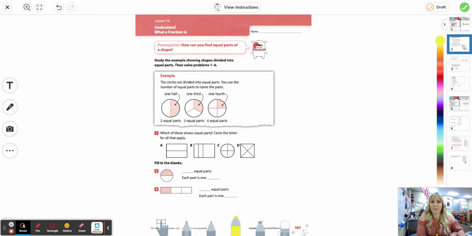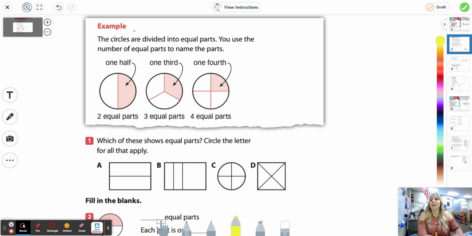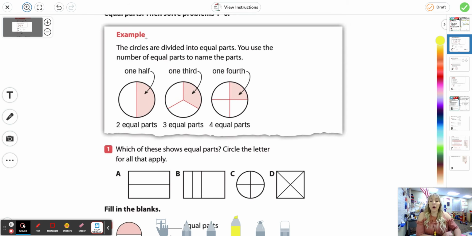Now, I want to dive into page 2. This is where we first start learning about fractions for this week. So fractions are parts of a whole. If I have a whole pie or a whole pizza and I break it into equal fair shares, equal pieces, those are fractions. We've all heard the word 1/2.